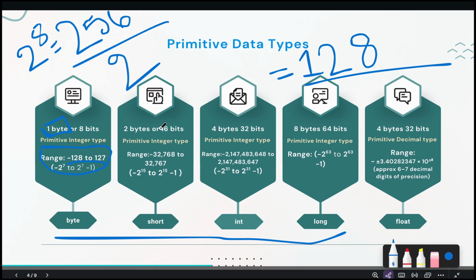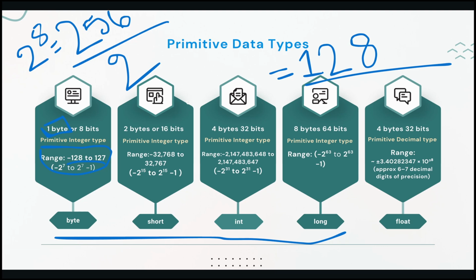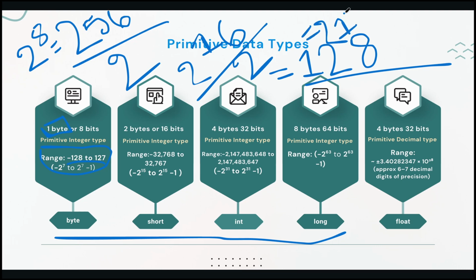Now look at short. It is taking 2 bytes. Just remember it. Short is taking 2 bytes, and we know that each byte contains 8 bits. So 2 bytes is 16 bits. Then what would we need to do? We would just need to write 2 to the power 16 divided by 2, because we need positive and negative numbers. So what will we get? 2 to the power 15. Sorry for this writing. So 2 to the power 15 negative numbers, 2 to the power 15 positive numbers.